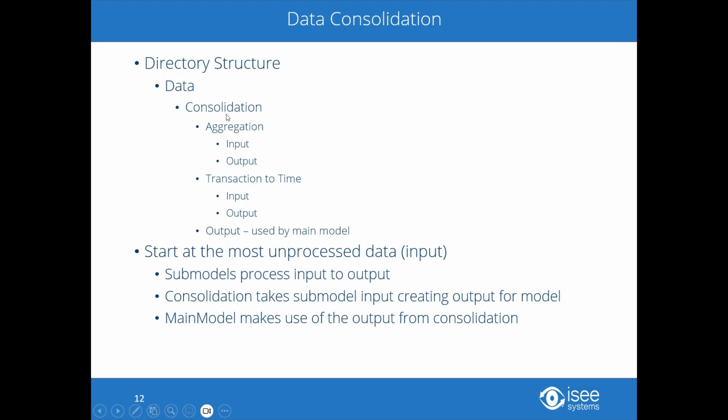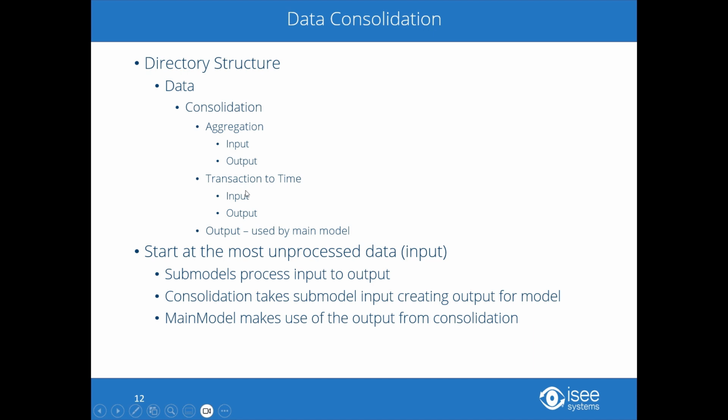But that's basically the process by which you take models that are in different forms, aggregate them up, and make them usable by another model. Starting with the most unprocessed data, kind of the inputs, and then we take submodels. This is two submodels feeding a third submodel, feeding the main model. That's atypical. Typically, I only have one data consolidation model, but I wanted to demonstrate the two different kinds of consolidation that are quite typical. And it was easier to do those in two models.